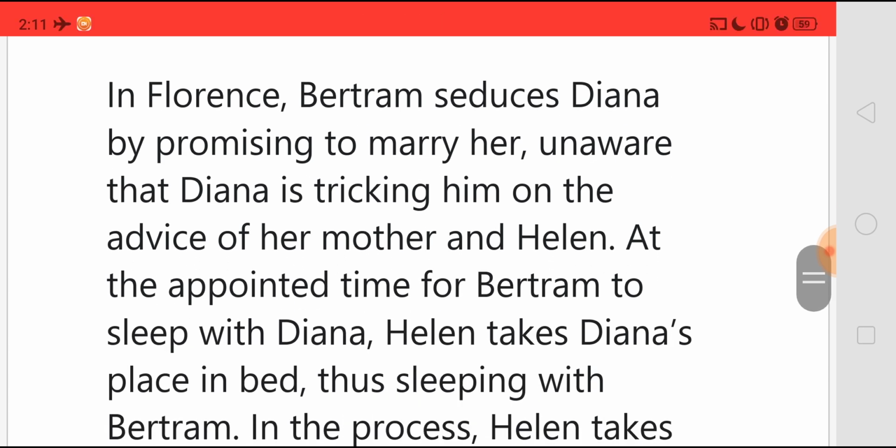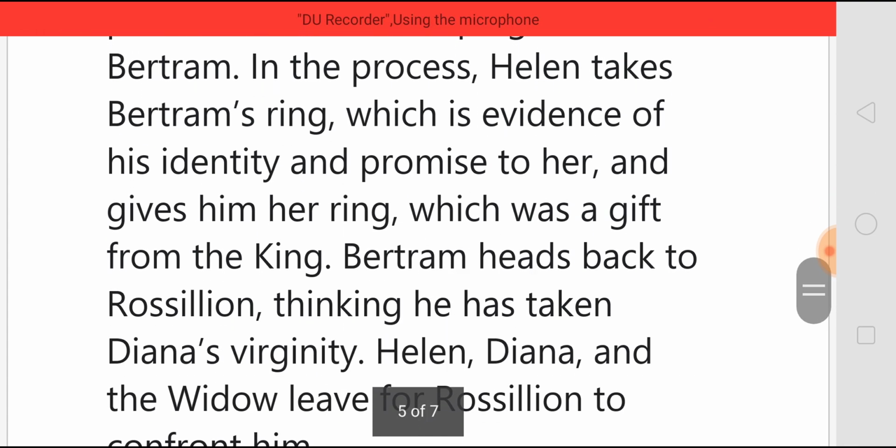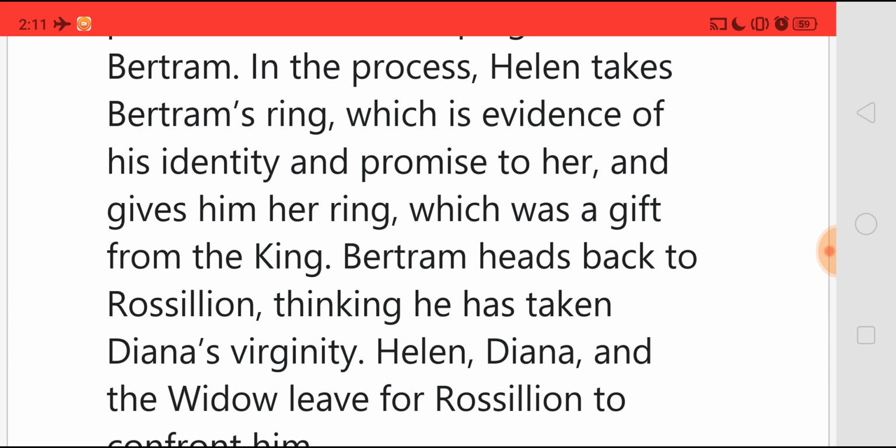In Florence, Bertram seduces Diana by promising to marry her, unaware that Diana is tricking him on the advice of her mother and Helen. At the appointed time for Bertram to sleep with Diana, Helen takes Diana's place in bed, and thus she is able to sleep with Bertram. In the process, Helen takes Bertram's ring, which is evidence of his identity, and gives him her ring, which was a gift from the king.